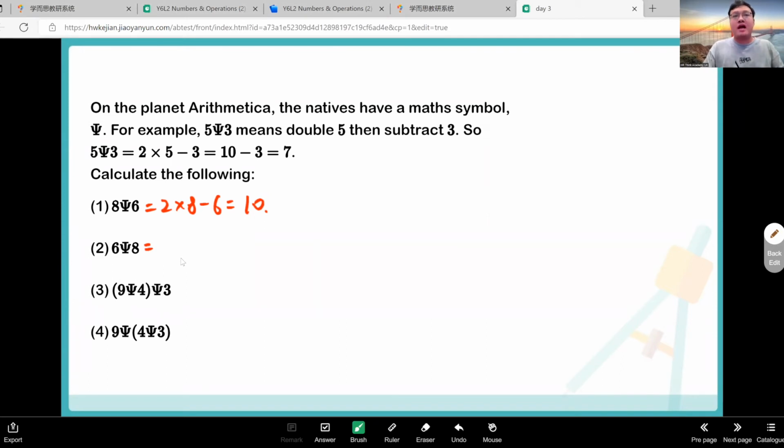You double the first number and take away the second number, right? So 2 times 6 and take away 8. 2 times 6, you got 12. Take away 8, that will be 4. So everyone, you see, if you swap these two numbers, the order, you get a different answer. So that's why we cannot use the operation laws here. You cannot change the order of these numbers. Okay?